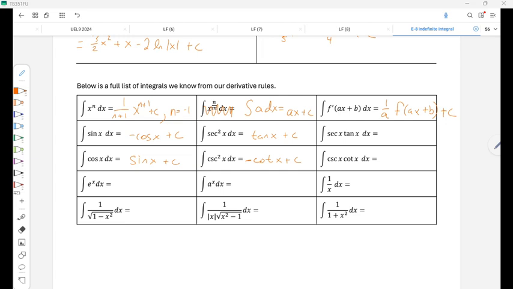So in the same vein, you got my plus c's there. Secant tangent, what gives me that? Secant x plus c. And cosecant cotangent, for the same reason as the other one, will be negative cosecant x plus c.